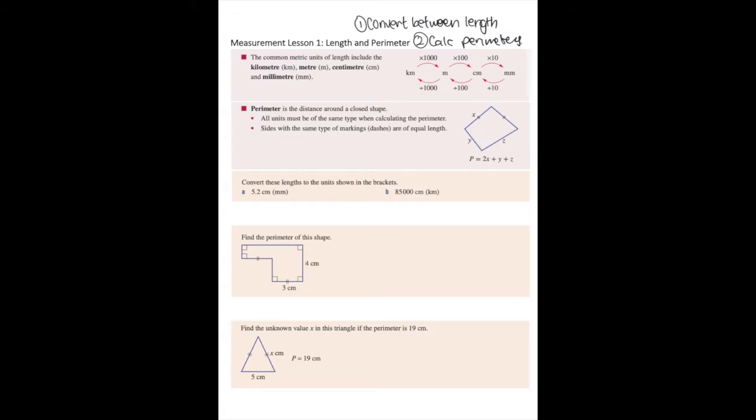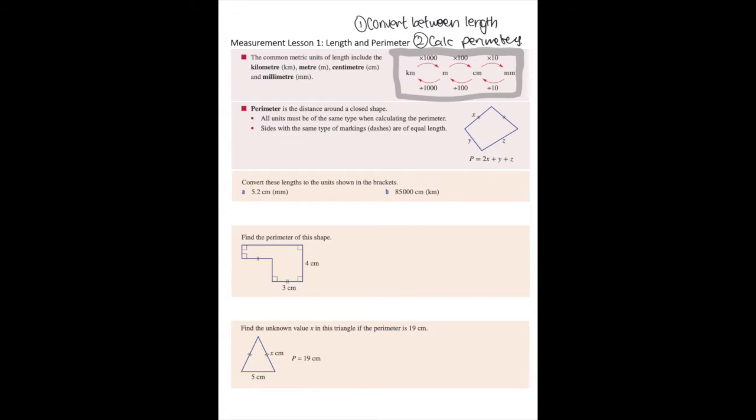Now over here, as you can see, we have got our different units of length in this little box. And your aim is to memorize this. This is not always going to be written down for you. You have to know how to convert between units of length. And I'll give you some hints here.